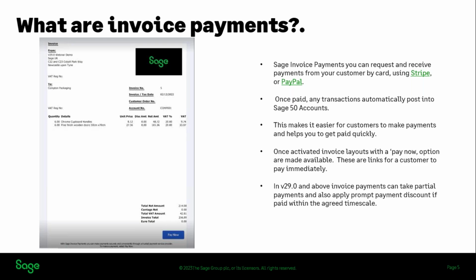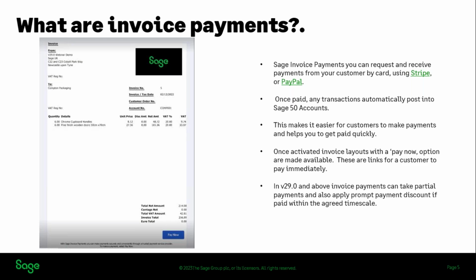Now, this feature has been around for a while, but in version 29.0, we made some improvements to it. So not only can you take payment, but if you're using 29 or above, you can now take partial payment. Okay, and you can also, as I mentioned earlier, apply prompt payment discount if you're using that and they're paying within the agreed timescale.